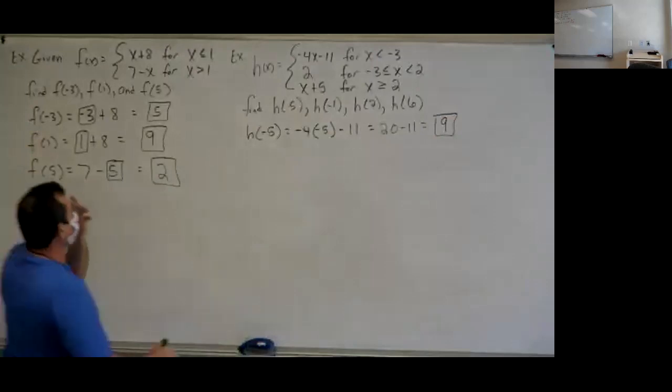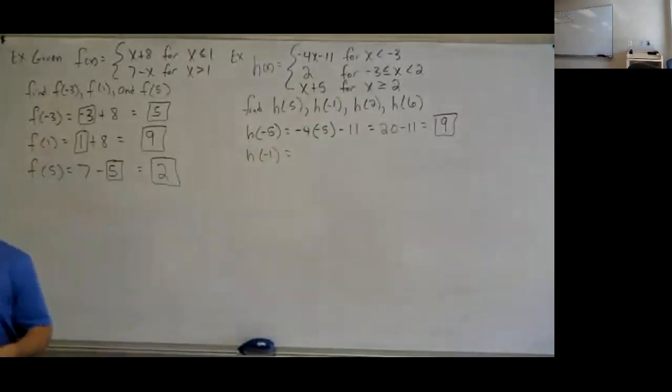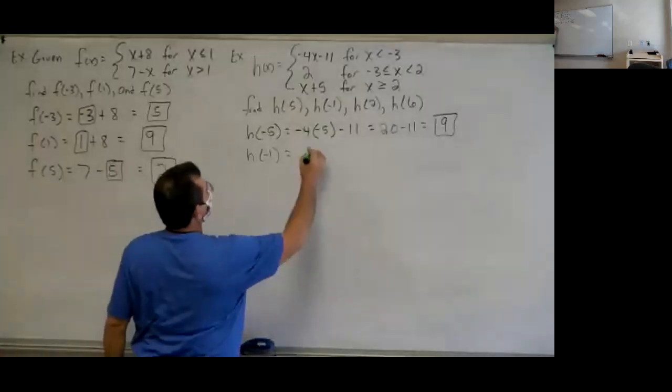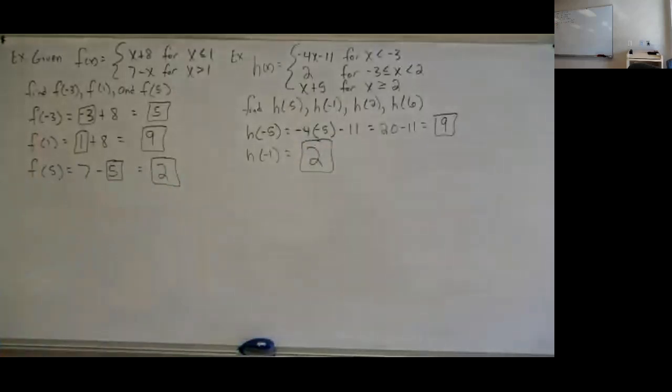How about h of -1? Do I use the top equation, the middle equation, or the bottom equation? Is -1 less than -3? Is -1 in between the -3 and the 2? It definitely is. So we're going to use the second equation. So that means h of -1 equals 2. And that's what I like about that one. There's no work. It's just 2 no matter what on those numbers. What was next?